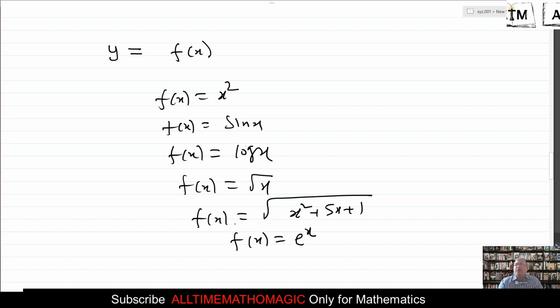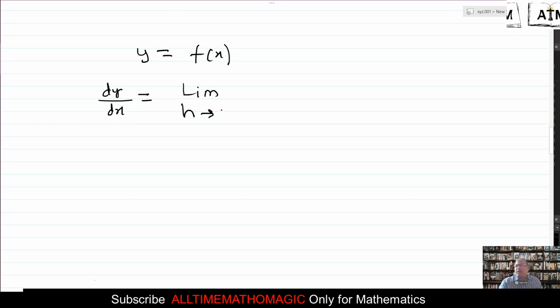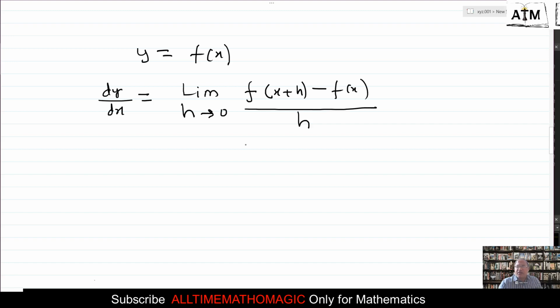Now we will define dy by dx by first principle. Suppose you are having y equals f of x, and dy by dx by first principle is defined as dy by dx equals limit h tending to 0 of f of x plus h minus f of x upon h. This is the basic definition of differentiation, and it is called differentiation by first principle.